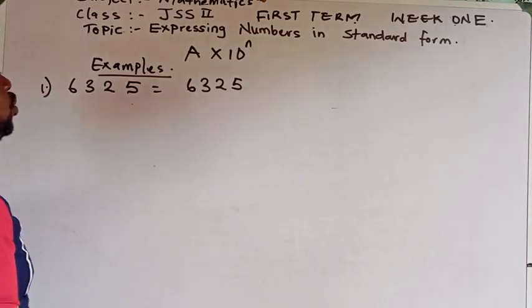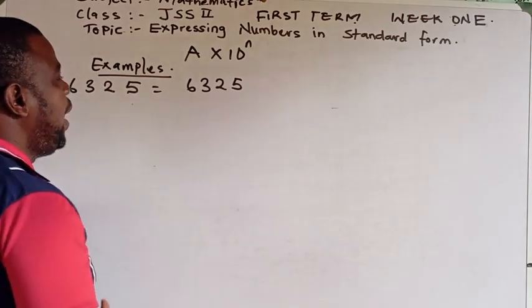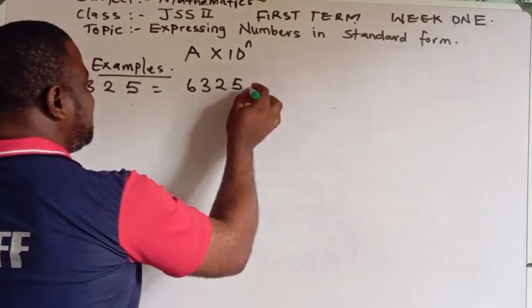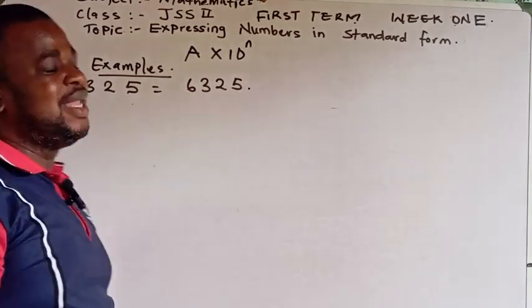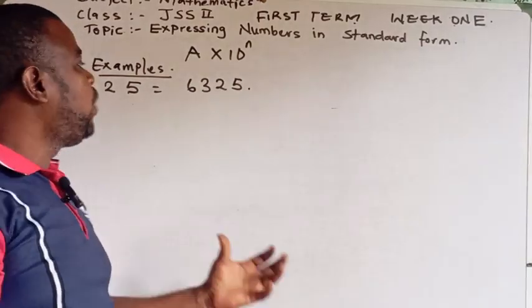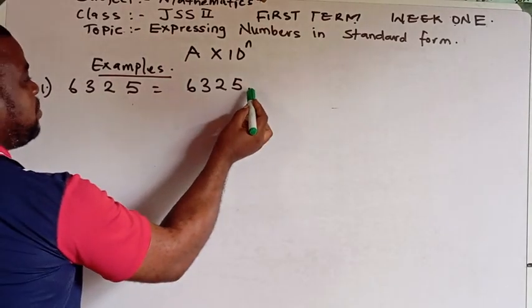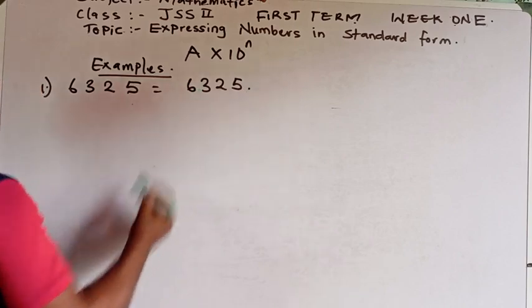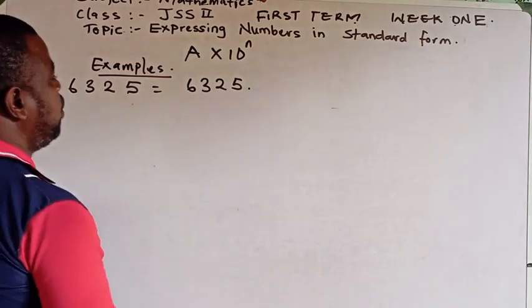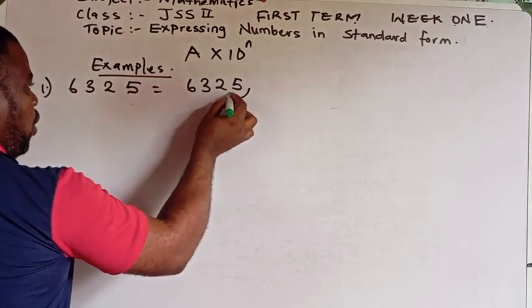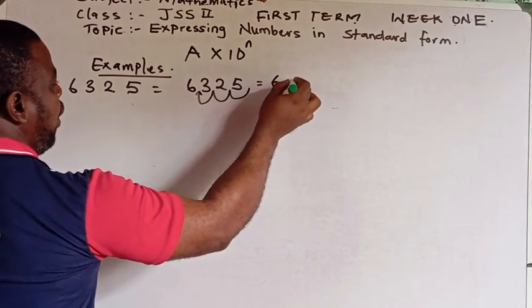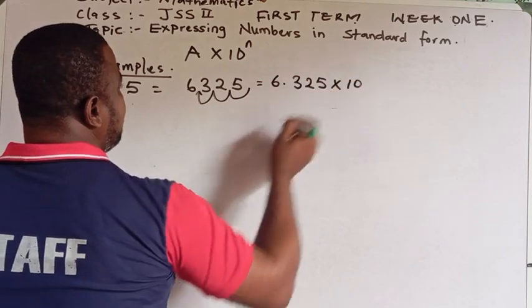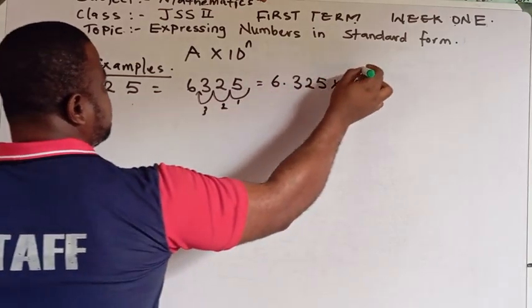So this is a whole number, and this number does not have a decimal point. Any number that does not have a decimal point is assumed to have a decimal point at the end of that number. The decimal point at the end of every number is useless, but it is going to be useful when we are dealing with standard form. Now we need to move this decimal point so that, after the first digit, there is a decimal point. So let's move it 1, 2, 3. We move it 3 places, and the decimal point will be after the first digit. So our answer will be 6.325 times 10 raised to the power 3.